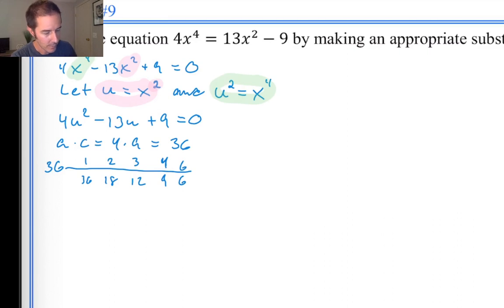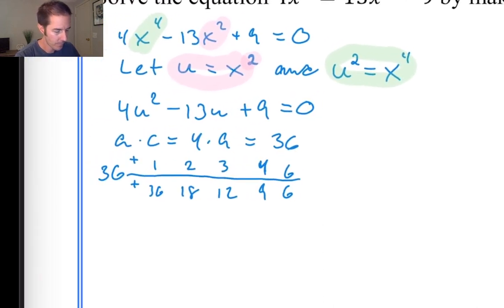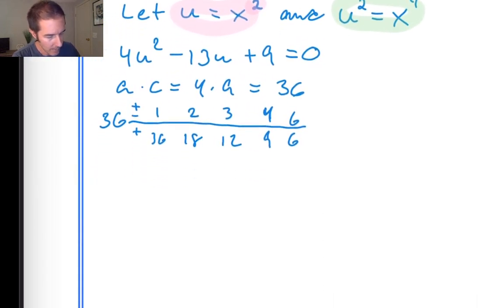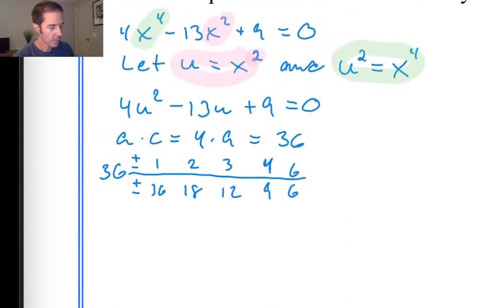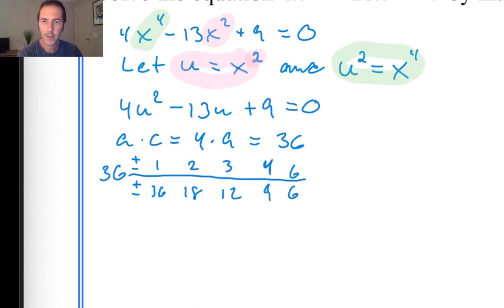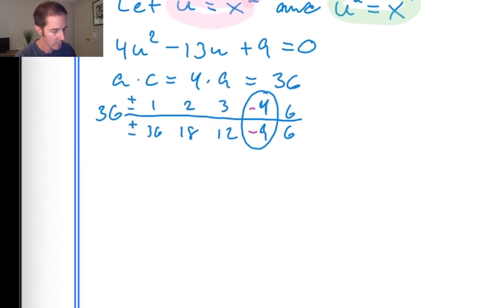It's a positive 36, which means either the number on top has to be positive and the number on the bottom has to be positive, or they both have to be negative, so that a negative times negative would make positive 36. Which one of these factor pairs do I choose? As I begin the AC method process, I choose the factor pair that adds to the B value of negative 13. Which pair of numbers is going to add to negative 13? It's this pair, but to get to negative 13, I need both of these numbers to be negative. So that's the pair that I'm choosing.